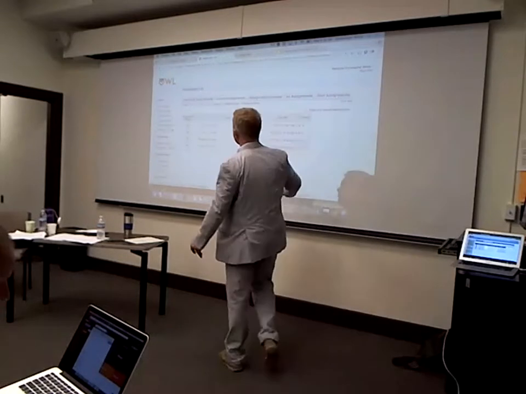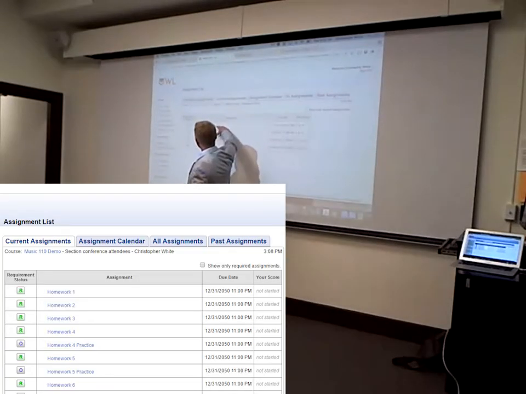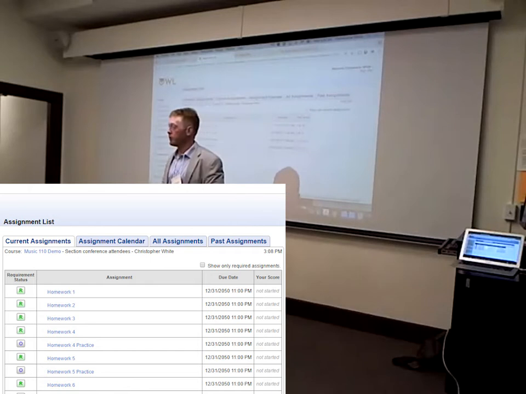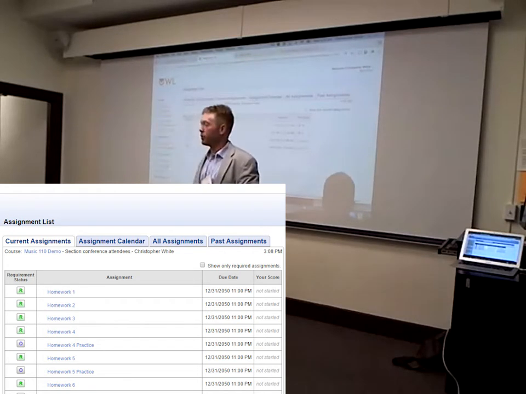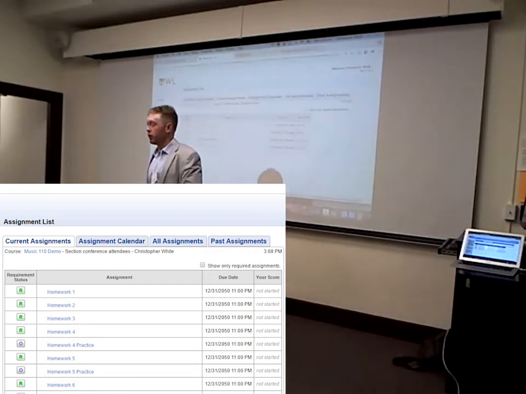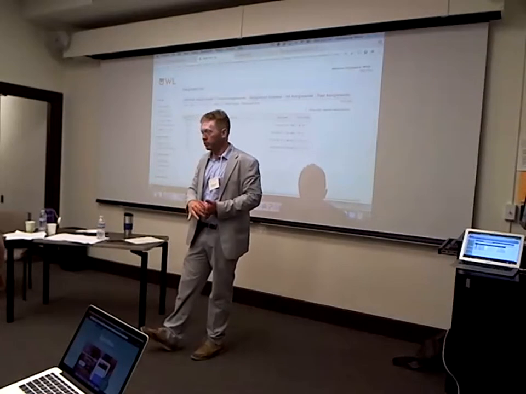If it was a couple of weeks ago, they'd see homework four practice, but then they'd also see homework four, and it would have the due date, and they have 20 minutes. When they open it up, it's a timed task, so they have to have enough fluency to do all the questions in 20 minutes. But homework four practice gets them to the point that they can then open up homework four and do it for the grade.